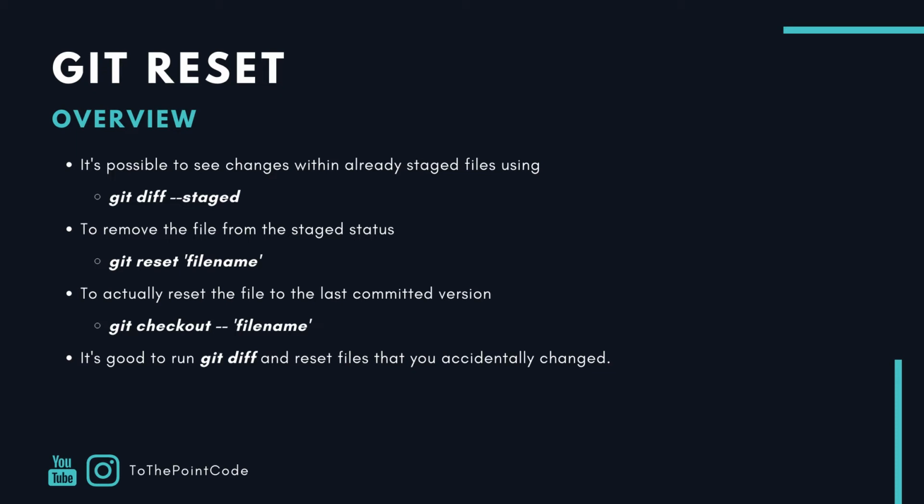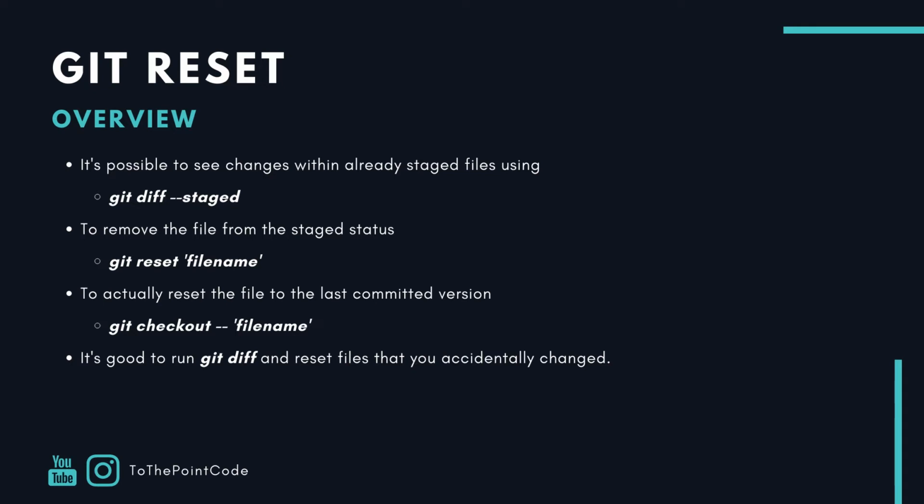Now supposing we've staged a file but we don't want to stage it anymore, we'll use git reset. This will take it out of the staging area and it will not be saved when we commit. Now to actually reset a file to its previous commit, we'll make use of checkout once again. In this case, we use git checkout, double hyphen and the name of the file. Git diff is a very handy command as it helps us to see all the changes that have occurred in our files. Now if you made an accidental change, by running git diff, you will see this change and reset it.